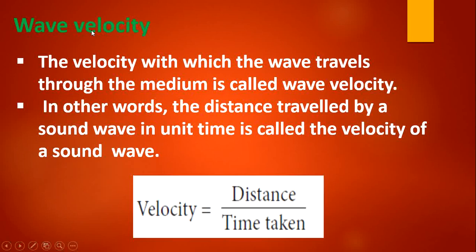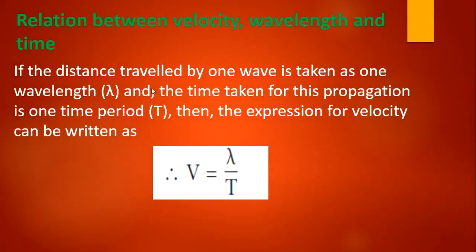What is called wave velocity? The velocity with which the wave travels through the medium is called wave velocity. There is a relation between velocity, wavelength and time period. The distance travelled by one wave is taken as one wavelength lambda. The time taken for this propagation is one time period capital T. Then we can write the expression for velocity, v is equal to lambda by T.